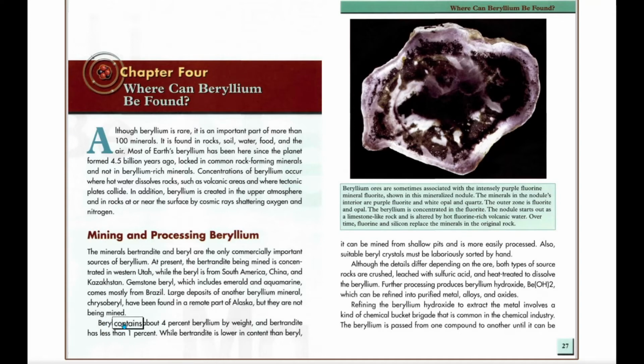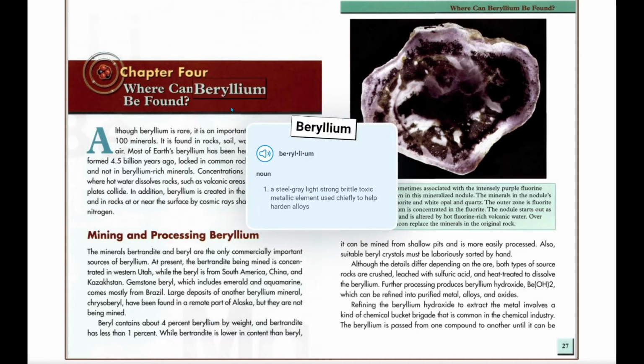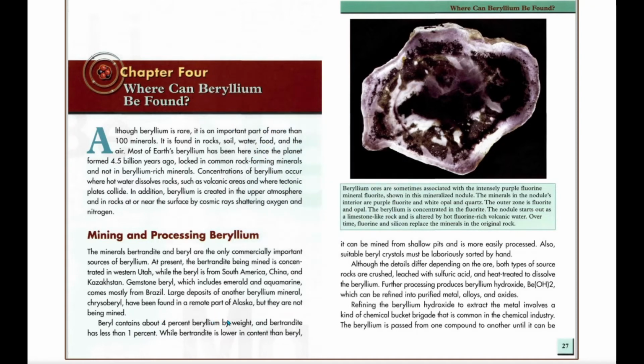Beryl contains about 4% beryllium by weight, and bertrandite has less than 1%. While bertrandite is lower in content than beryl, it can be mined from shallow pits and is more easily processed. Also, suitable beryl crystals must be laboriously sorted by hand, although the details differ depending on the ore.